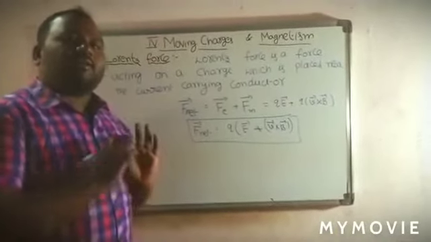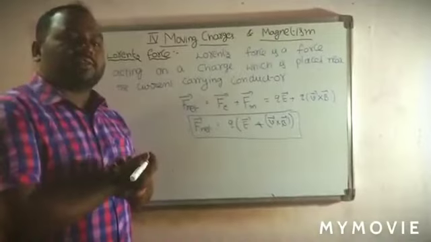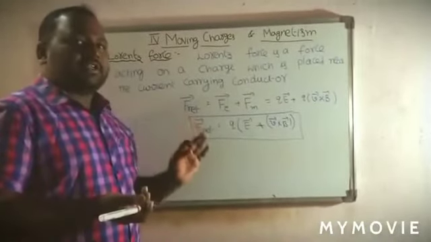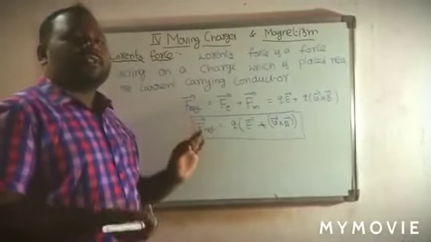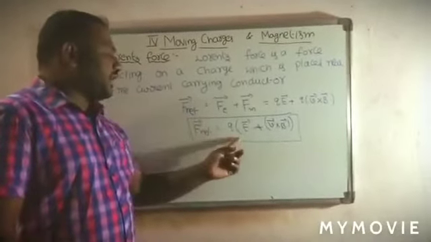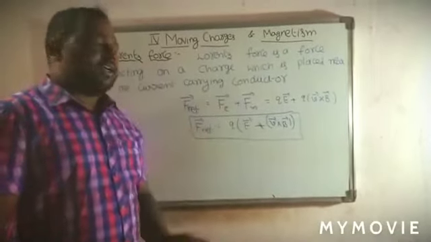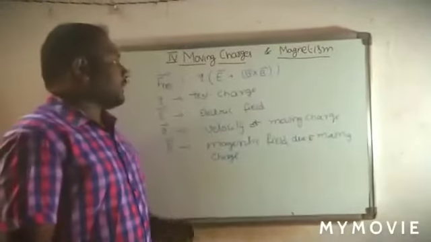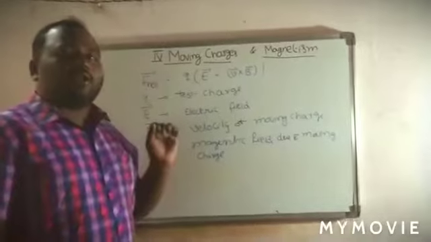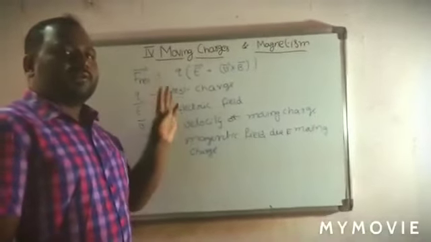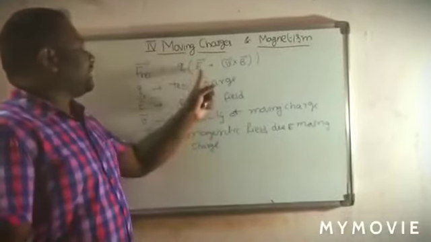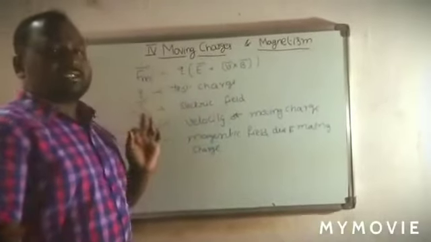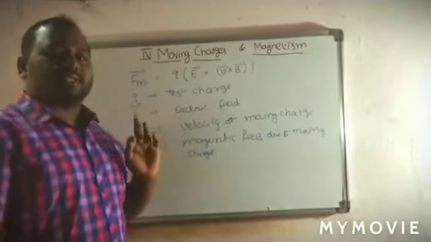So finally, how can we conclude the Lorentz force equation? The Lorentz force equation is nothing but the force acting on a charge due to electric field and magnetic field. So this is known as the Lorentz force equation. Finally, what we conclude is that the Lorentz force equation is the force due to the electric field and magnetic field on a test charge.